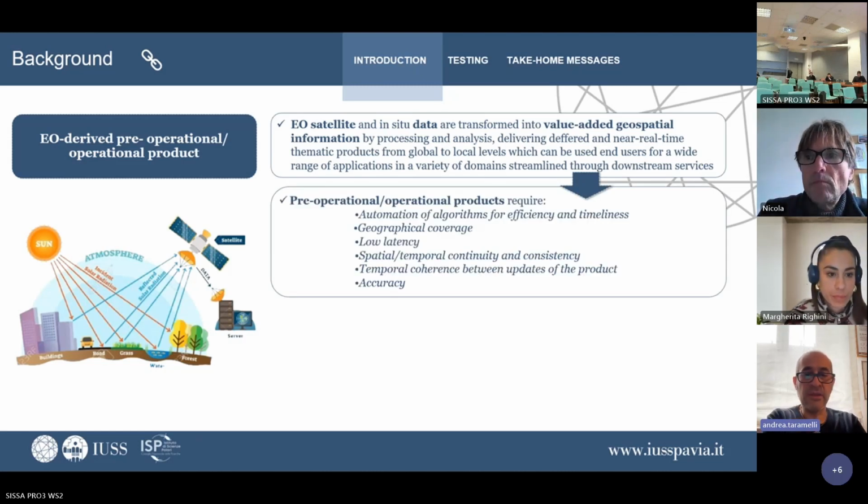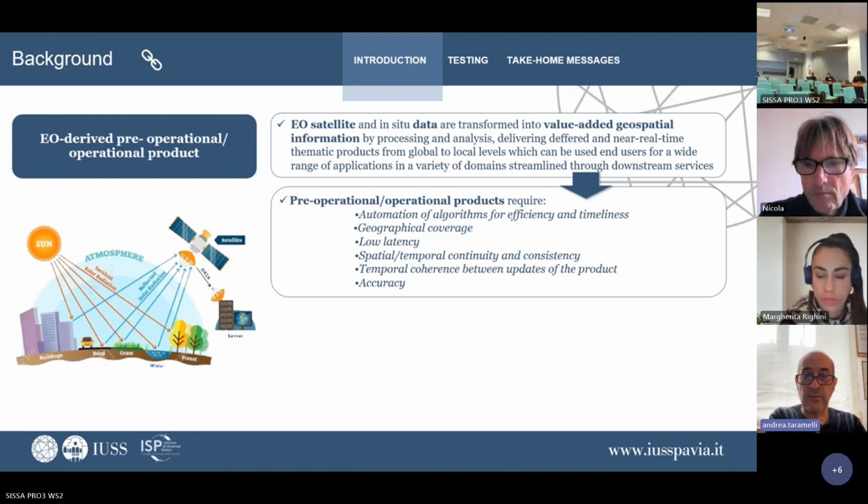So the idea is, when we discuss pre-operational and operational products, we have to figure out that we require automation for algorithms, for efficiency and timelines. I was making the example of the National Civil Protection, because maybe most people don't know that the monitoring system of the Campi Flegrei in Italy is completely made by Earth observation data plus some in situ data. So the issue is also to have geographical coverage.